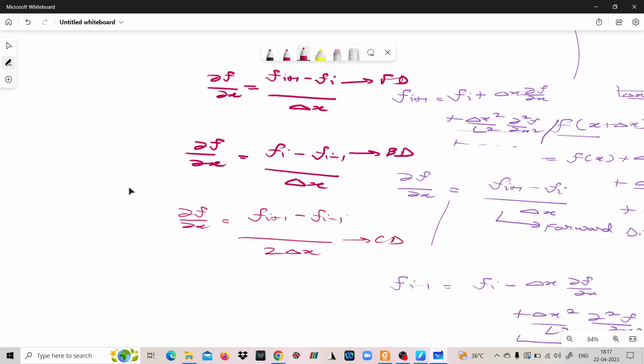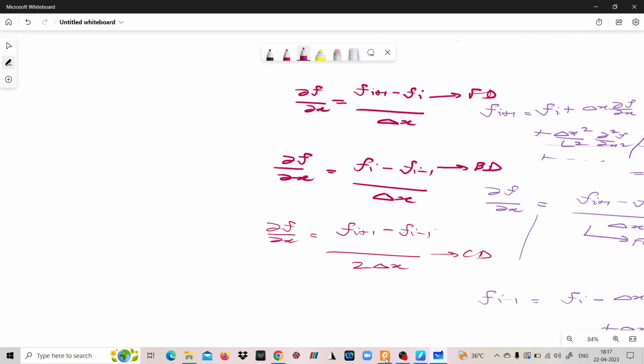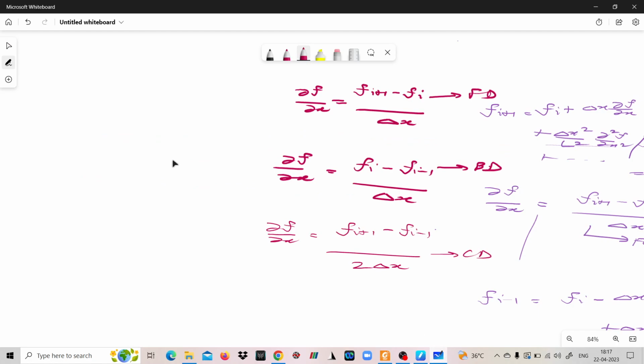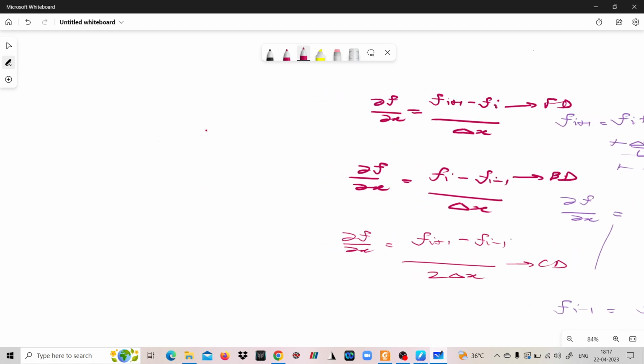Now we will try to apply this. Let us take the example of, say, x equal to 0.1, the first case. I will be describing only the first case. For delta x equal to 0.05 and 0.01, you please practice. So when delta x is equal to 0.1, what is f of I? F of I is nothing but twice x.